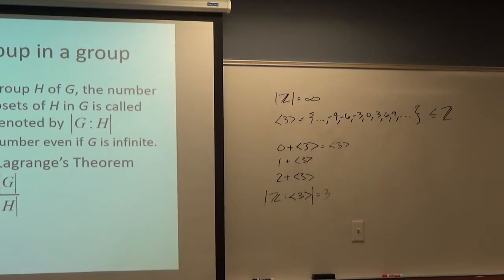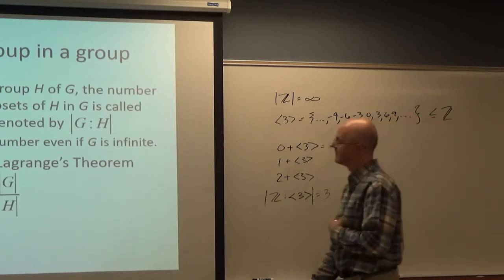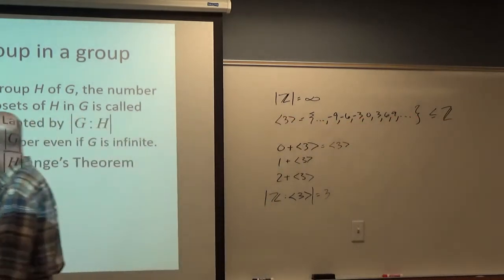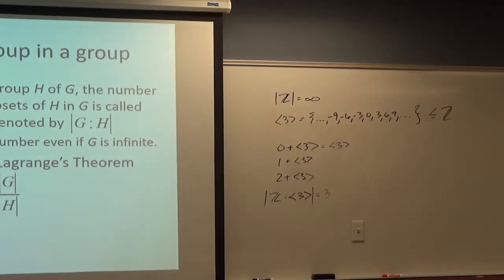The proof of Lagrange's theorem shows that this equation is true. The index of H in G is the ratio: the order of G divided by the order of H, in the case where G is finite. In the case where G is infinite, you don't want to write infinity divided by infinity. Don't do that.